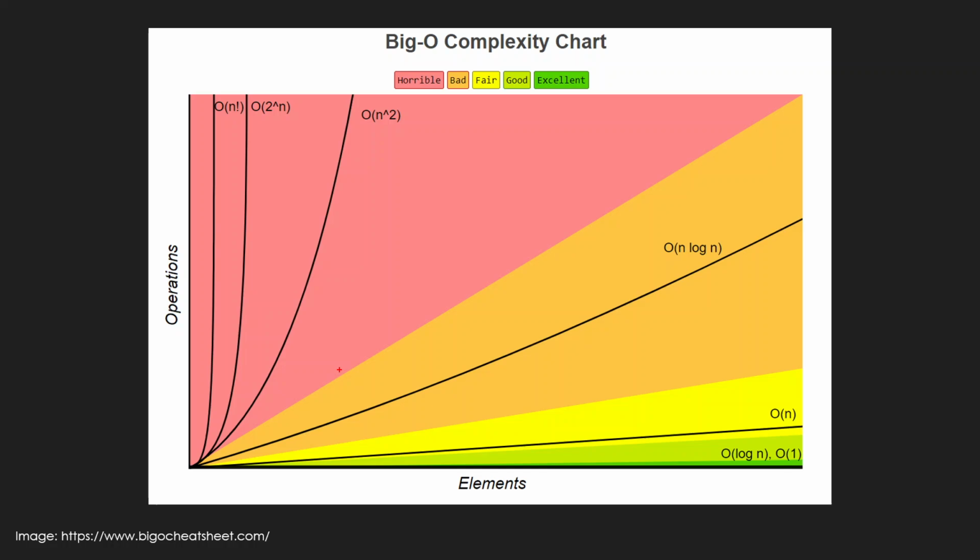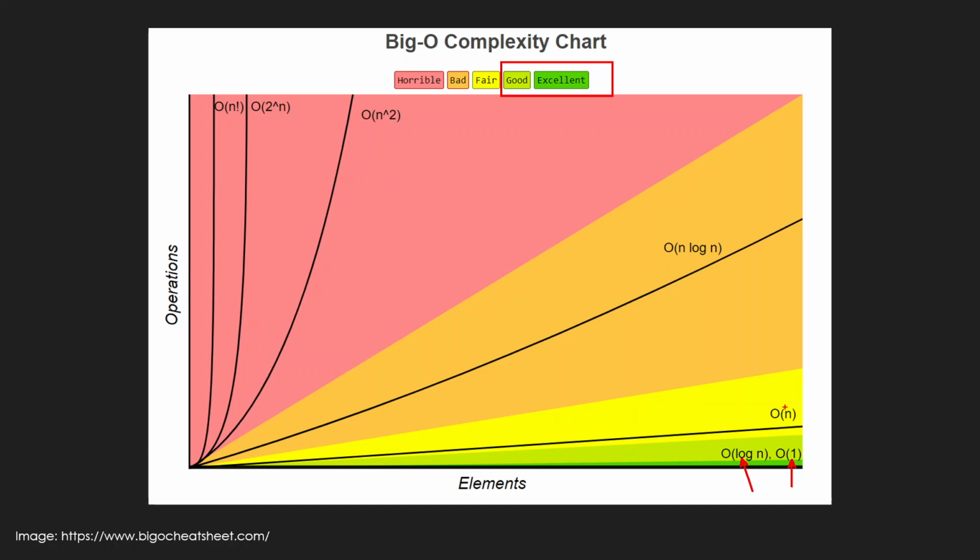Now, as software engineers, we should always strive to keep our algorithms running in either this light green or green, good or excellent. That is, our algorithms will be doing so well if they're running on O of 1 or O of log n. So those are the best.